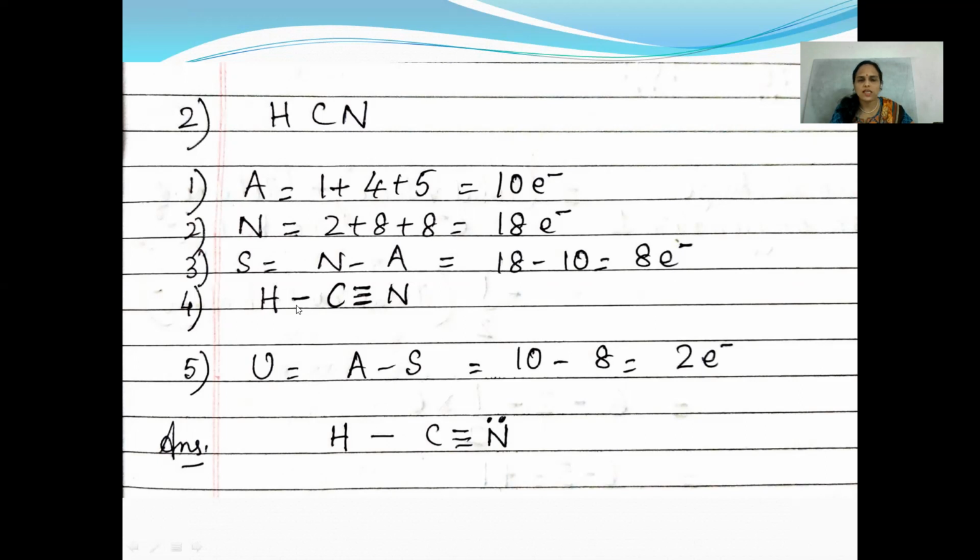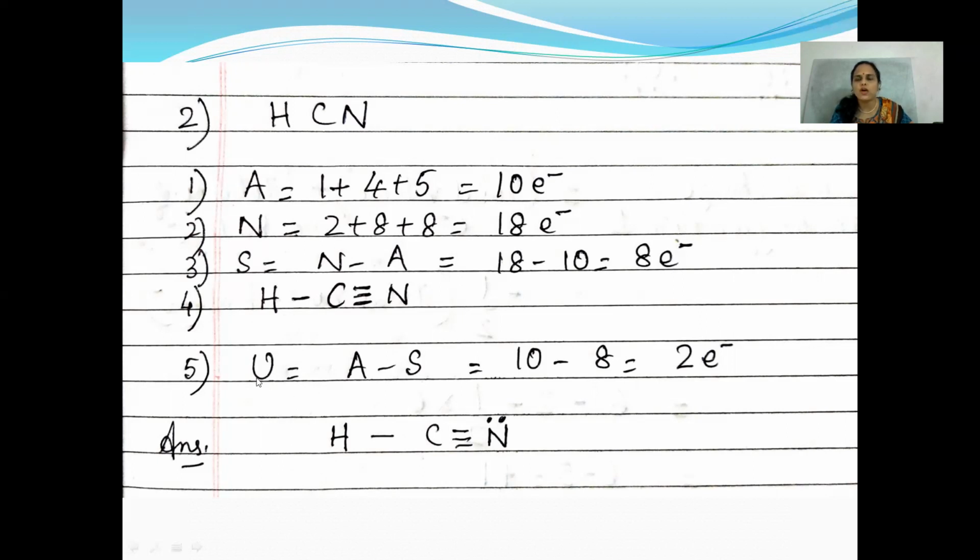Then you will draw the skeletal structure for the HCN molecule, H-C-N. Since there are 8 shared electrons present, and hydrogen has completed its duplet here, we need to put a triple bond between carbon and nitrogen. So the total number of shared electrons you count: 2, 4, 6, and 1 bond here, that is 2 electrons, 8. So this is the skeletal structure showing the shared pair of electrons.